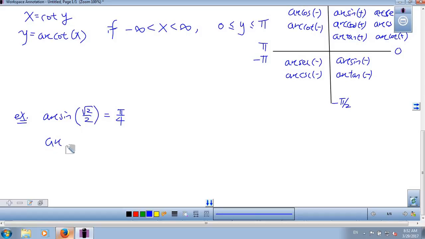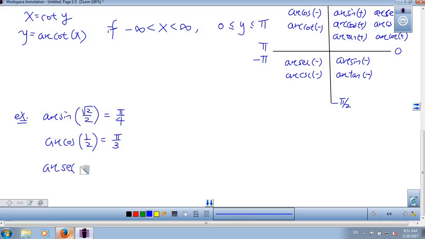Alright, what about arccosine of 1/2? Arccosine of 1/2 will return to us an angle in the first quadrant. That should give us 1/2. So if you look at the unit circle, it will be the 60 degree angle, which is pi over 3. So arccosine of 1/2 will give us pi over 3.